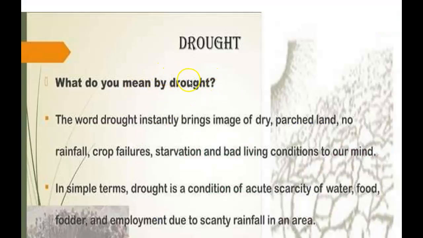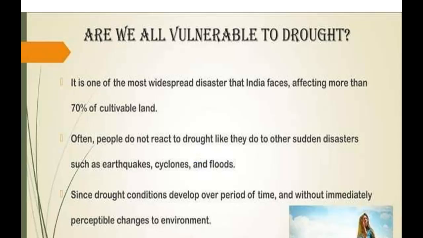So, what do we mean by drought? The word drought instantly brings to mind an image of dry, parched land, with no rainfall, failure of crop growth, starvation and bad living conditions. In simple terms, drought is a condition of acute scarcity of water, food, fodder and employment due to scanty rainfall in that particular area. Are we all vulnerable to drought? Yes, it is the most widespread disaster around the world, affecting around 70% of the cultivatable land.